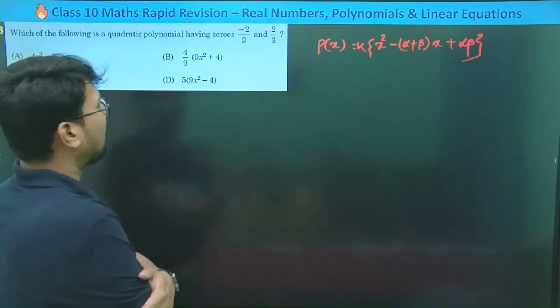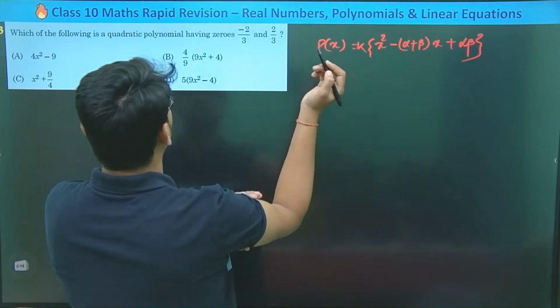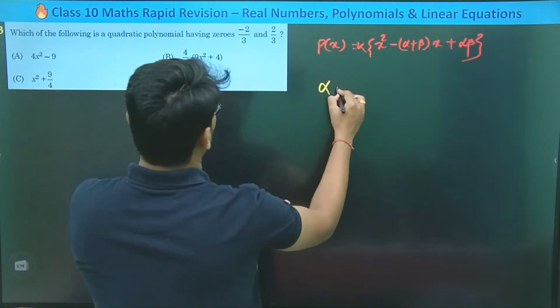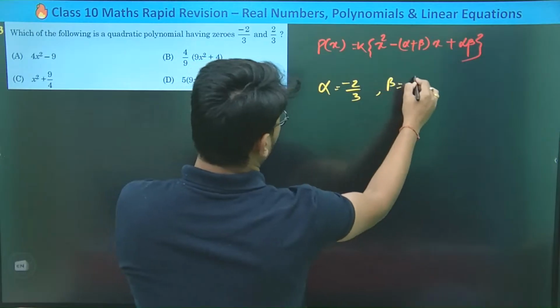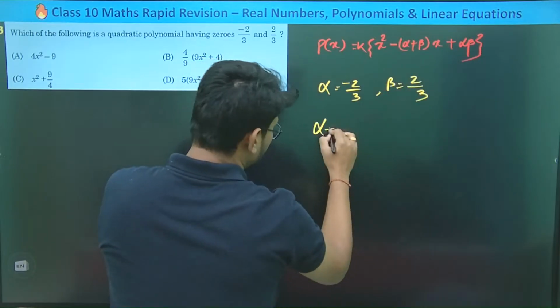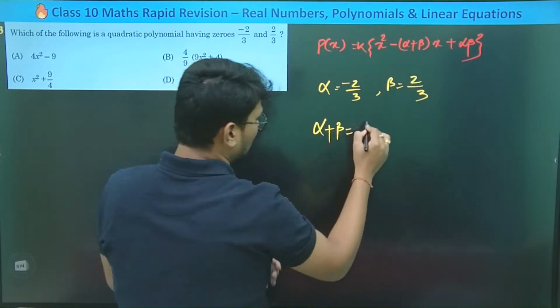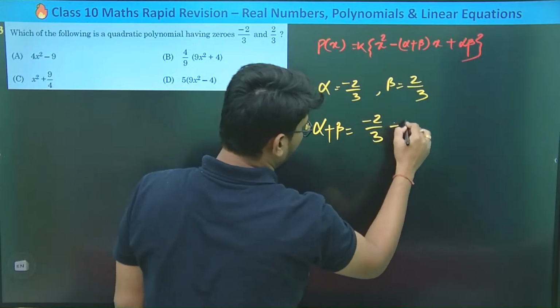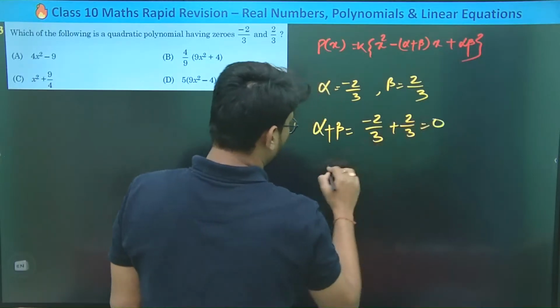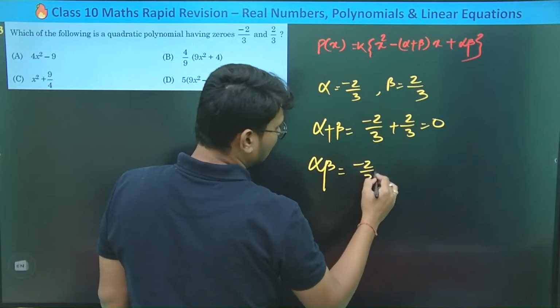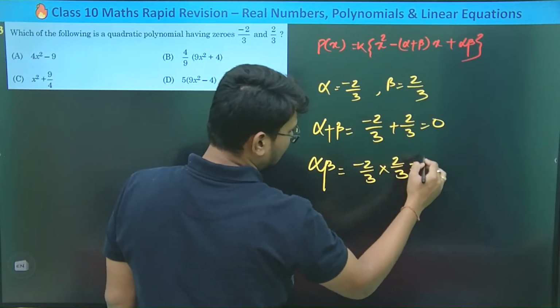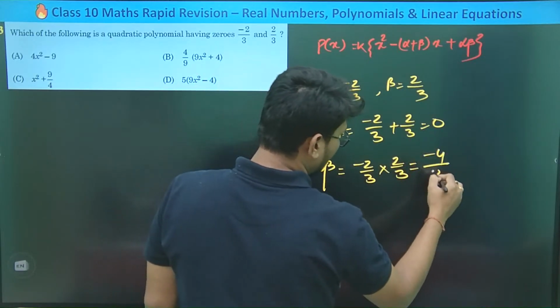Now check. Alpha is how much? Minus 2 by 3. Beta how much? So what is alpha plus beta? Minus 2 by 3 plus 2 by 3, that is 0. Alpha into beta is minus 2 by 3 into 2 by 3, that is minus 4 by 9.